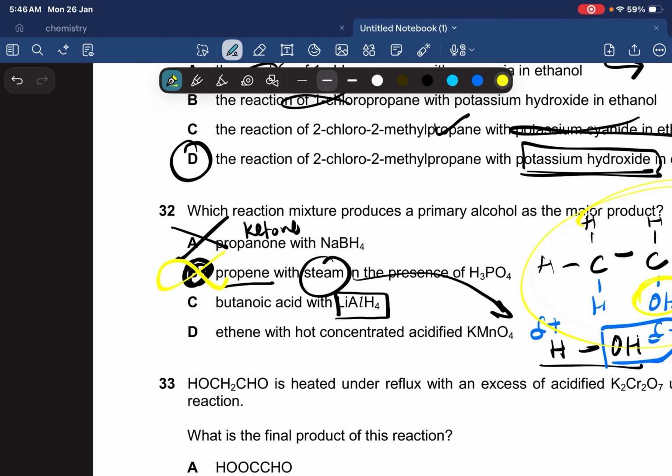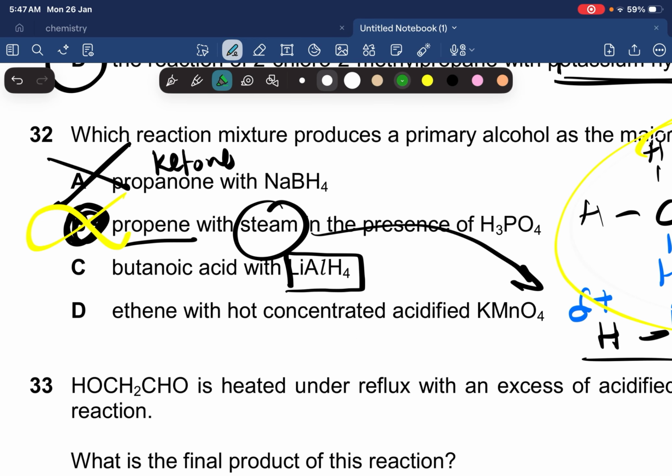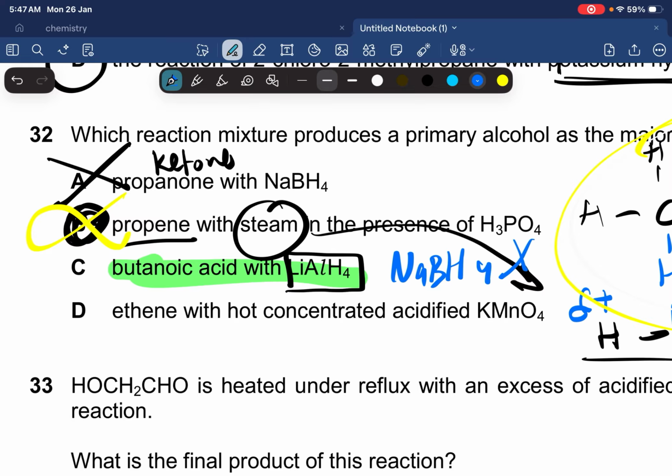Butanoic acid with LiAlH4 is going to form butan-1-ol. And one other important thing about acids is they cannot be reduced by NaBH4. So if you use NaBH4, your acids cannot be reduced. Only LiAlH4 can reduce them.